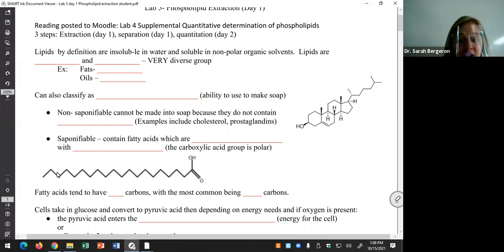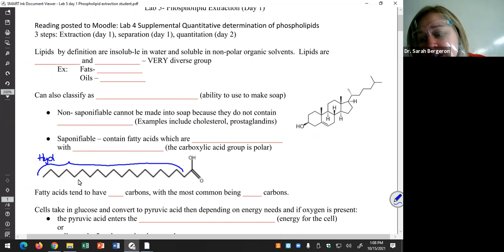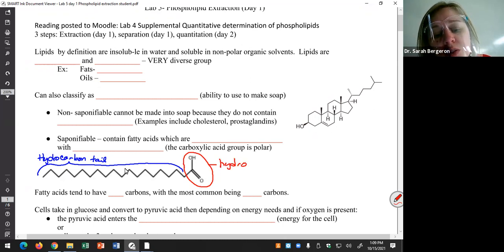The huge hydrocarbon tail. See if I can draw. This is the hydrocarbon tail of a fatty acid. So what's the other part? Yep, the hydrophilic head group.